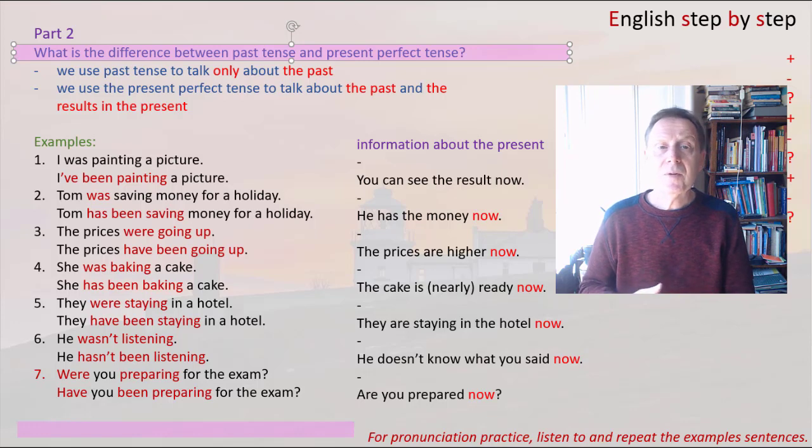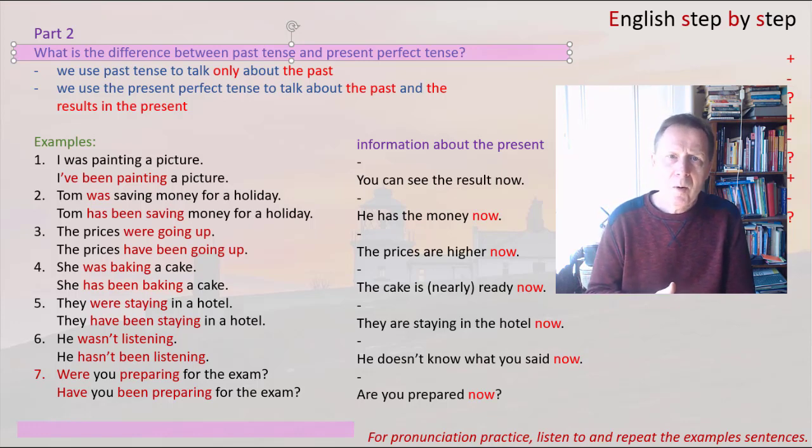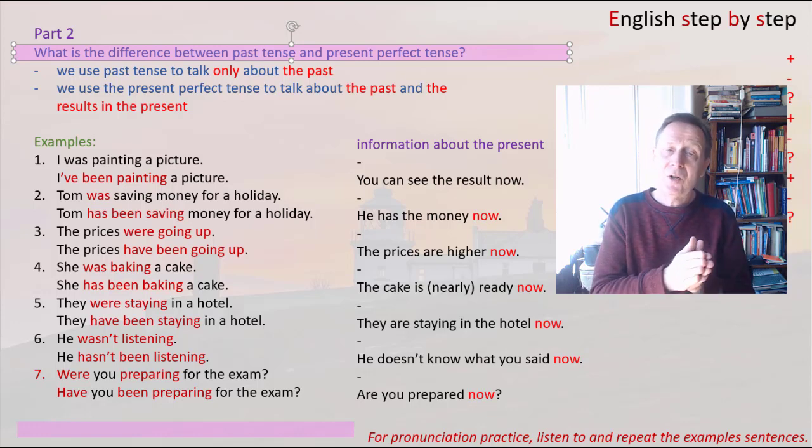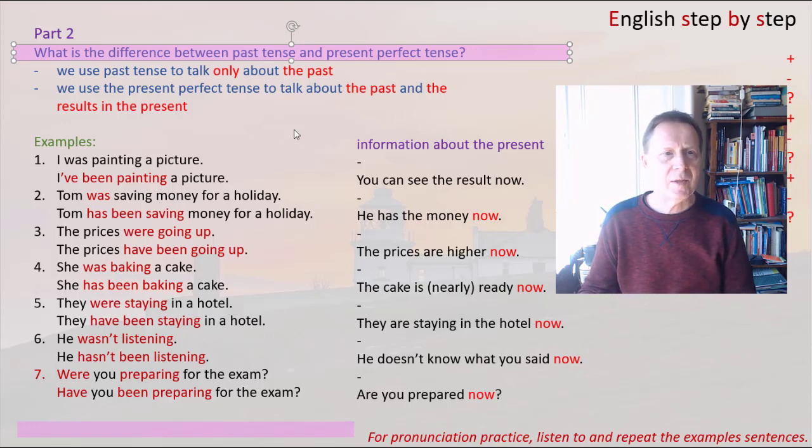The examples we looked at before in part 1 were with past simple form and present perfect simple form. But we have to remember there is more than one past tense form and there is more than one present perfect form. For example, we have past tense continuous and we have present perfect continuous. So let's look at some continuous examples.